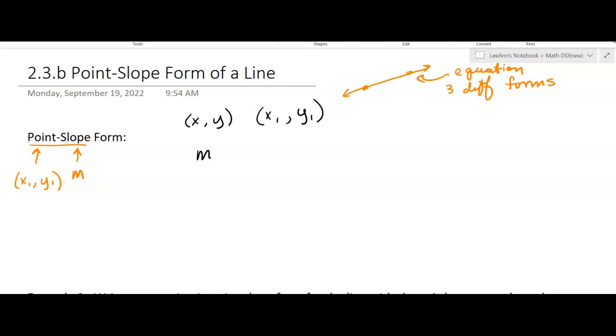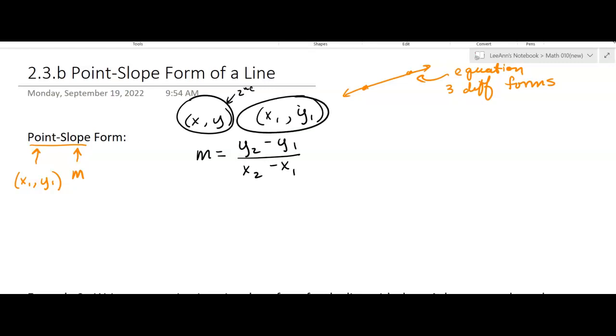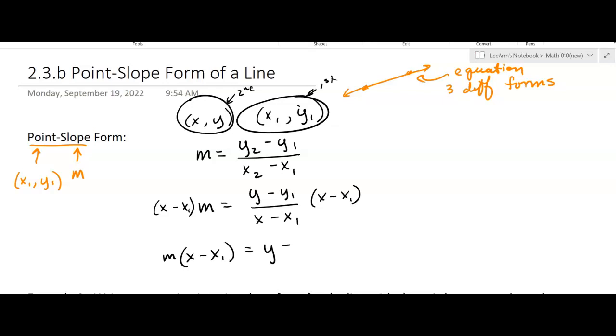And then if you look at the slope formula, it says y sub 2 minus y sub 1 over x sub 2 minus x sub 1. Well, let this be the second point. So I have them in the wrong order. And let this be the first point. Okay, and then you're going to have the slope is equal to y minus y sub 1 over x minus x sub 1. Now, if I multiply both sides by x minus x sub 1, I get this. I'm going to rearrange that. m times x minus x sub 1 equals y minus y sub 1.